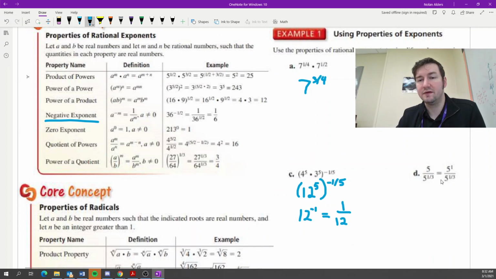Okay, let's look at this problem right here. So we have 5 over 5 to the 1/3, which is the same thing as 5 to the 1 over 5 to the 1/3. Notice we have the same base, 5 and 5. So anytime we have that, we can subtract the two exponents. That's this rule right here, quotient of powers. Anytime you have the same base but different exponents, you can subtract those exponents. So 1 minus 1/3 is 2/3, so we can rewrite this as 5 to the 2/3 power.